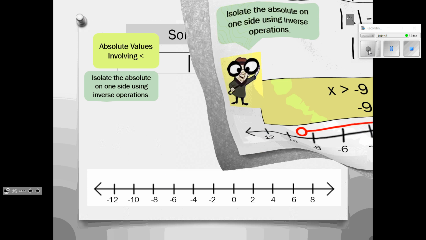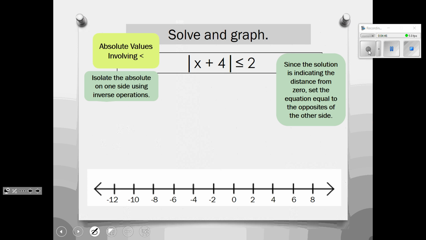Okay, next example. This is not on your notes, but again, you look and notice that it is a less than sign. So I can write this in one equation instead of 2. First, we have to isolate the absolute value sign. It is already by itself, so we're ready to write our two equations. Our first equation, we just copy and paste x plus 4 is less than or equal to 2.